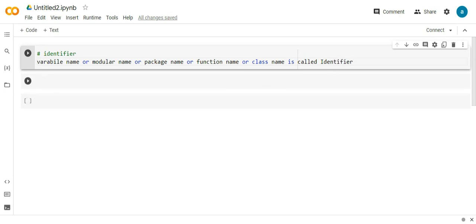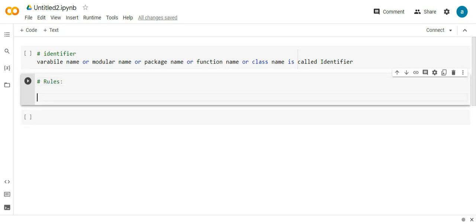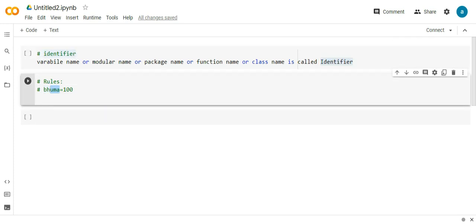Identifier has some rules. What are the rules? For example, I will take one example: booma equal to 100. Here, 100 is the value and booma is the variable name, right? Any identifier means variable name, or class name, or function name, or modular name. Any name is called an identifier.